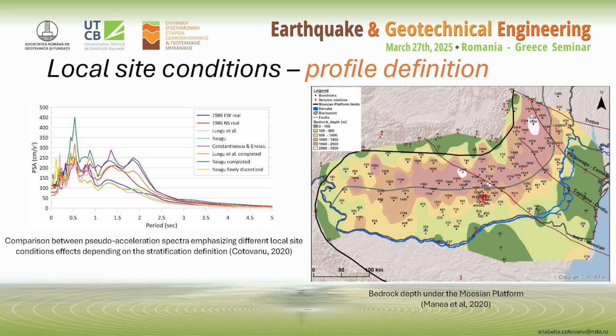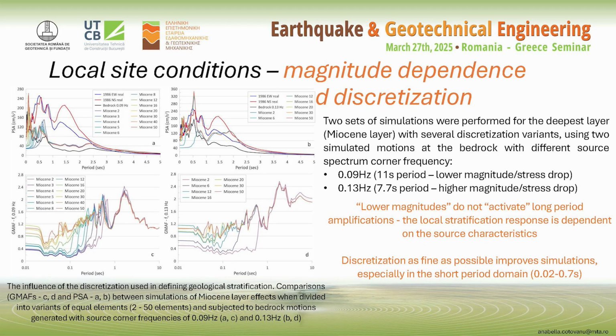Here are simulations for different definitions from the profiles that I had. The best simulation was from the Neagu profile completed with Constantinescu and Enescu. The comparison is based on a much more complex comparison I will show later. The profile that gave the best results is accordingly to Mania research. Other issues were the magnitude dependence and the discretization.